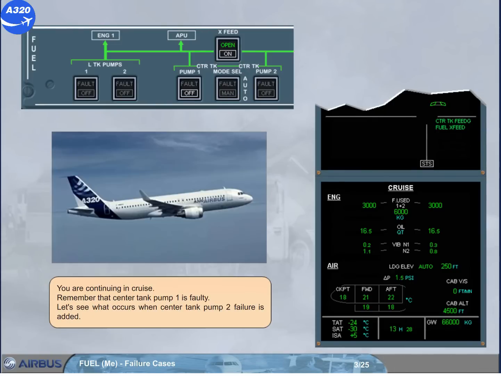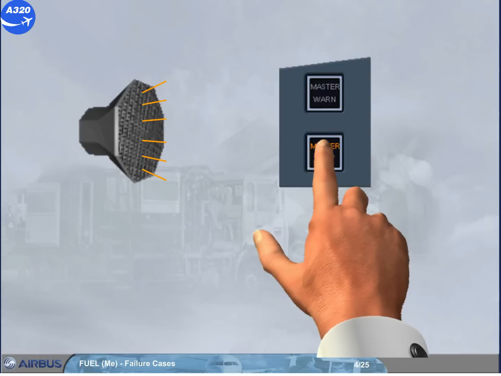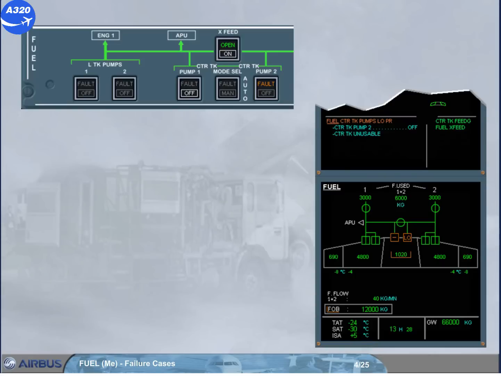You are continuing in cruise. Remember that center tank pump 1 is faulty. Let's see what occurs when center tank pump 2 failure is added. On the engine warning display, the amber message, center tank pump slow pressure, means that both center tank pumps are faulty.